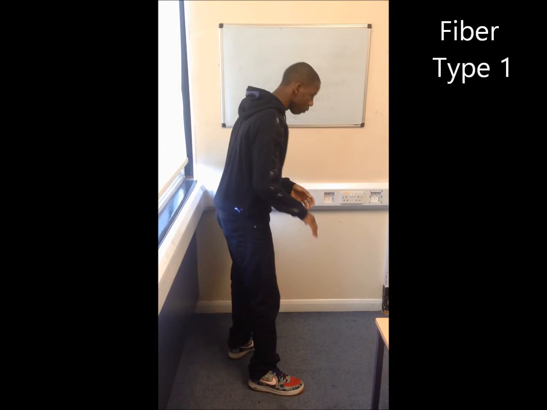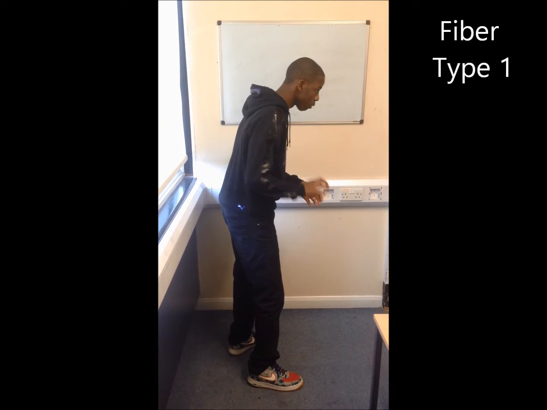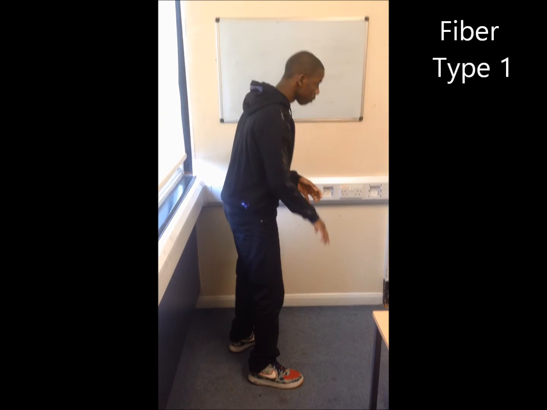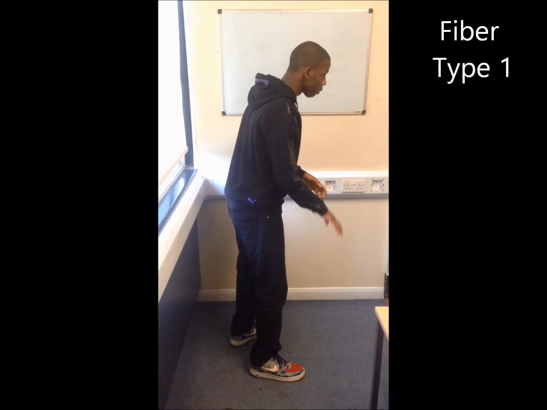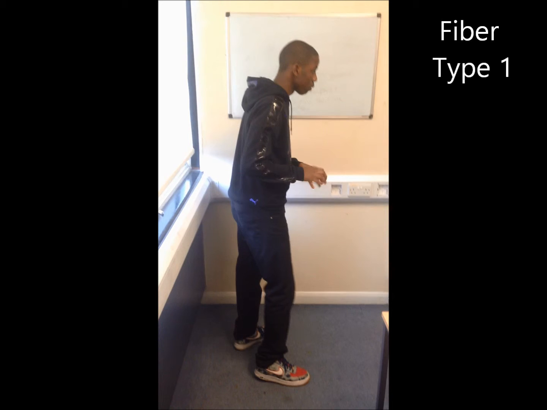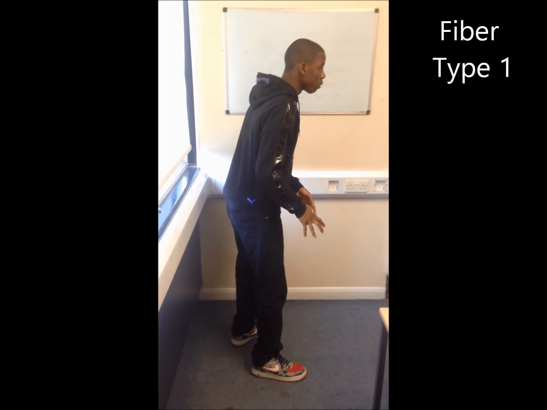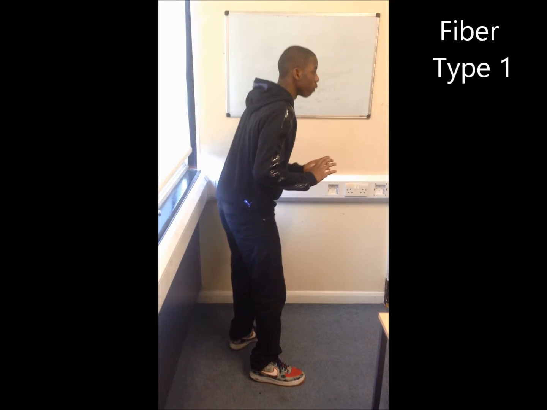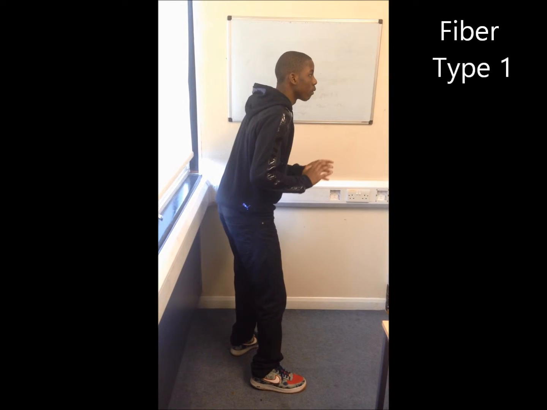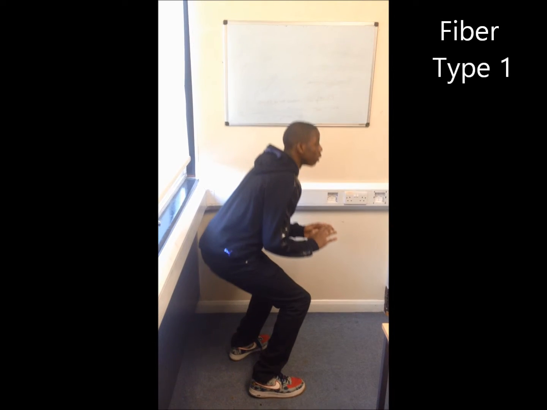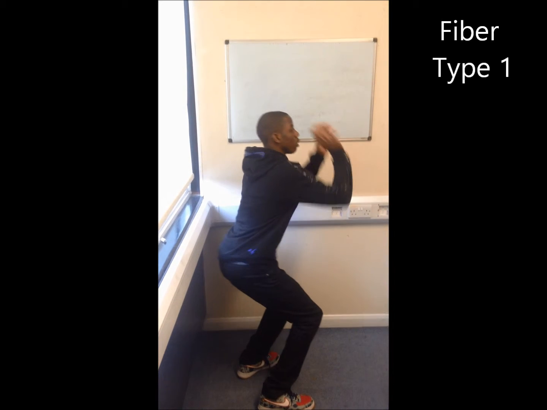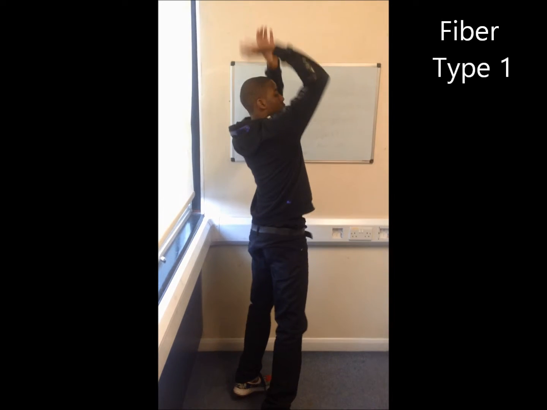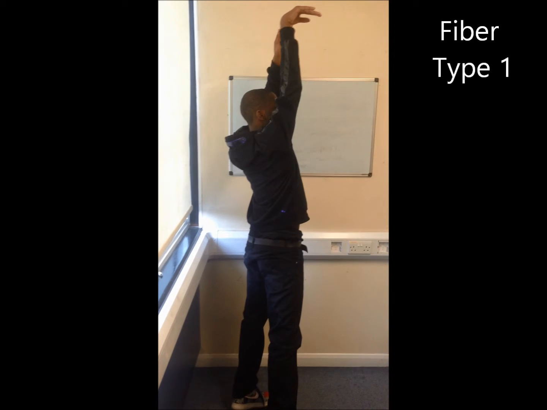Start off with slow twitch fibers, which is type 1, and this is designed for aerobic exercise. Slow twitch fibers are very resistant to fatigue and contract very slowly. They also have a higher capacity for aerobic respiration. You tend to find athletes with slow twitch fibers in endurance events like marathon runners.